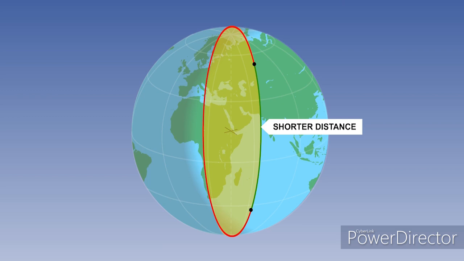Given 2 points on the surface of the Earth, there will only be one great circle joining them, unless the 2 points are exactly diametrically opposed.